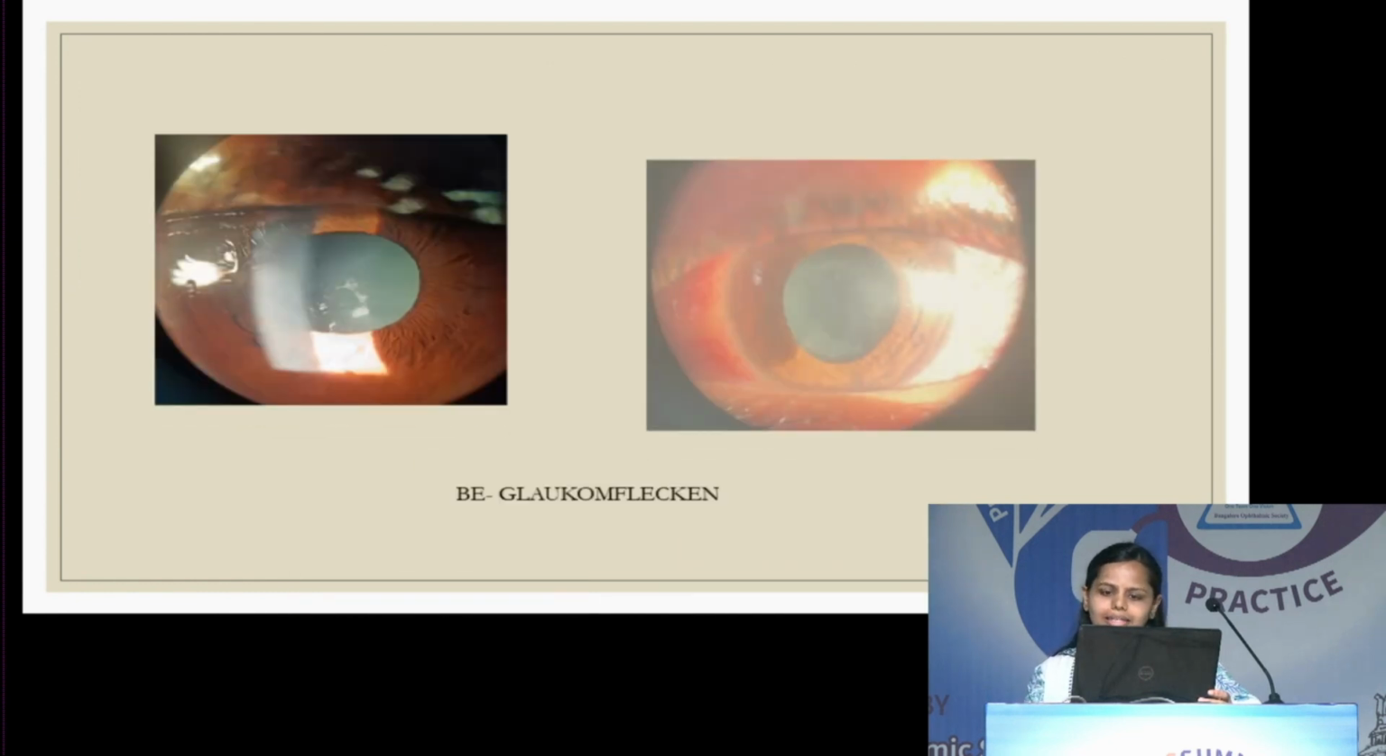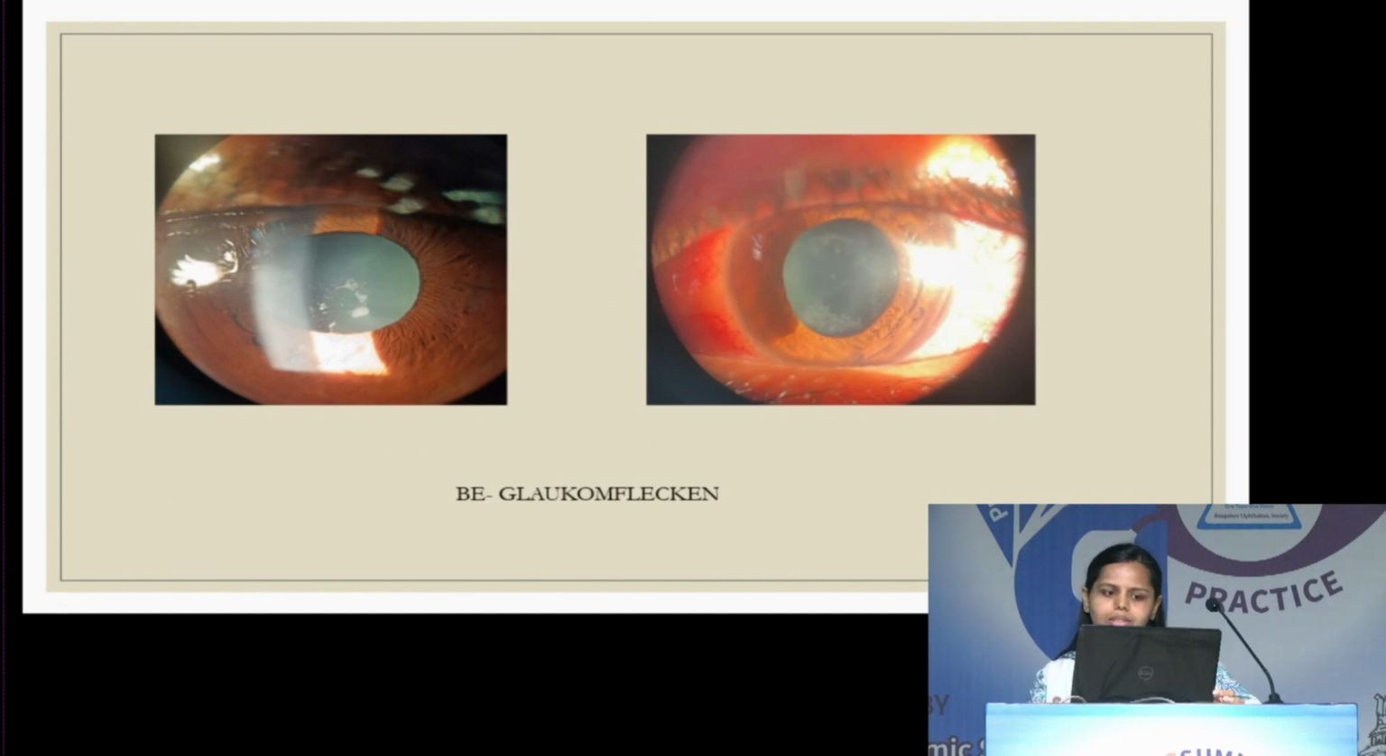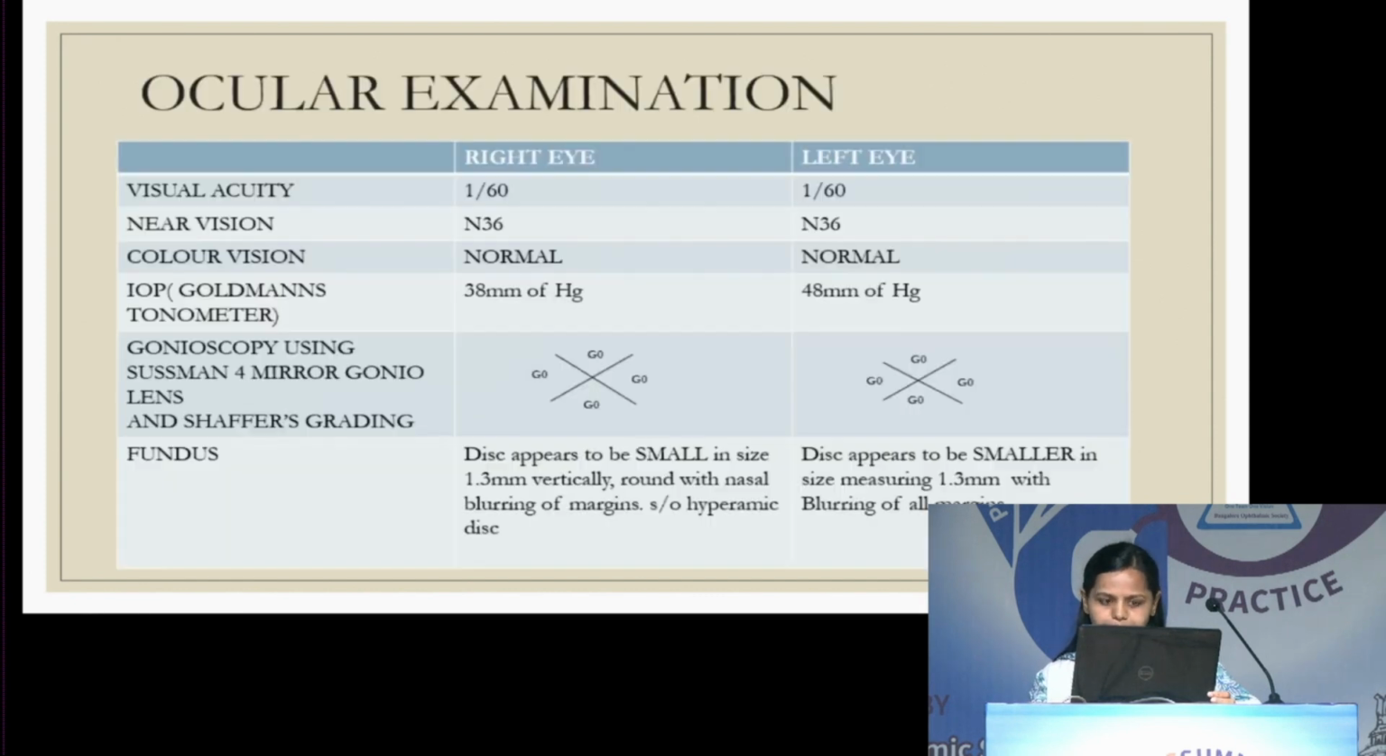On the lens, there were multiple grayish-white patches seen on the anterior capsule, suggestive of glaucomflecken. On fundus examination, the disc appears smaller in size, 1.3 vertically, round with nasal blurring of margin in both eyes, suggestive of hyperemic disc.